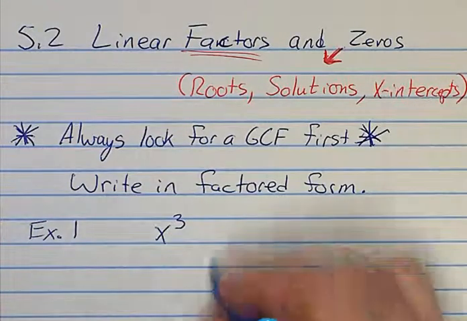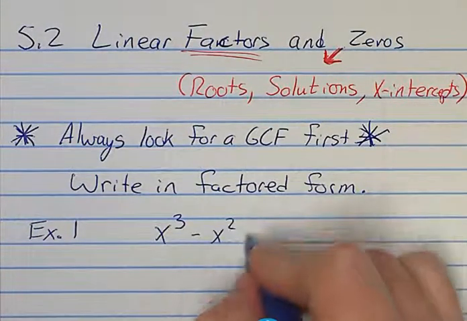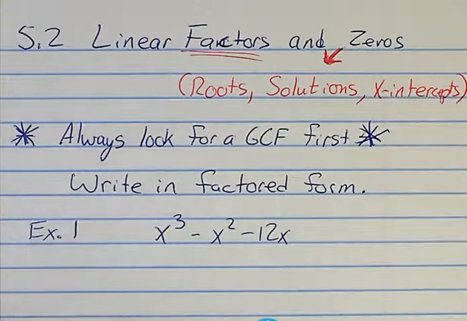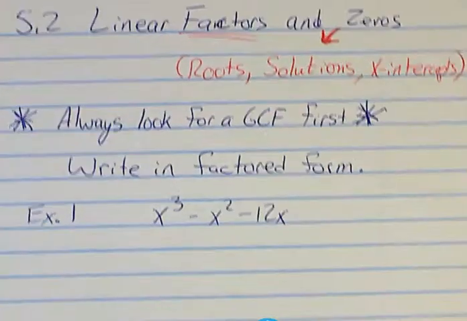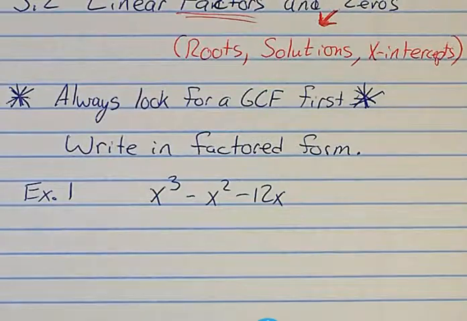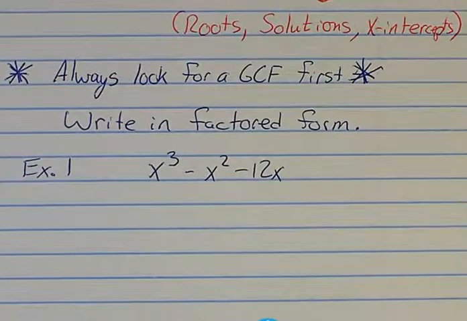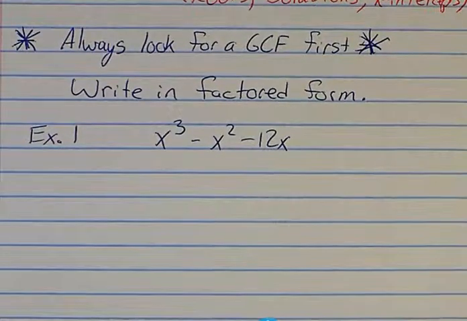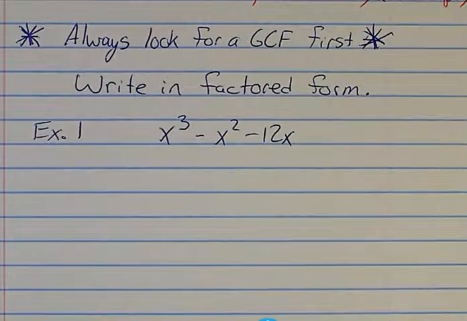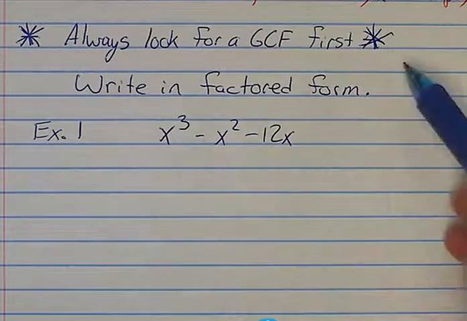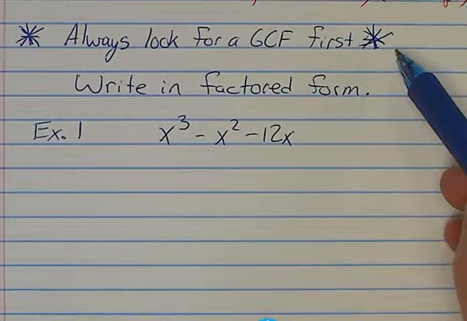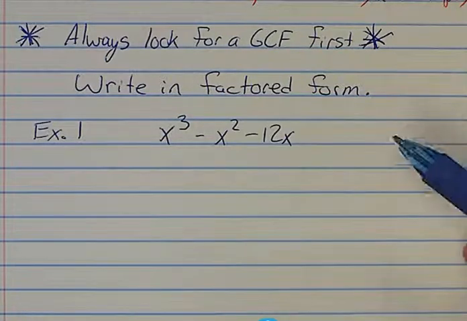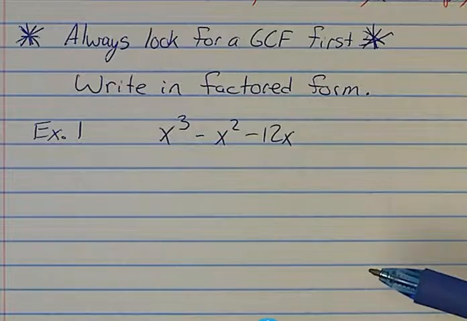Okay, let's go with x to the third minus x squared minus 12x. And with this thing up here, we're looking for greatest common factors first. And in this section, if you haven't got used to doing that yet, go ahead and do that in this section, and even the next sections when we start doing more of this. Always look for greatest common factor first.